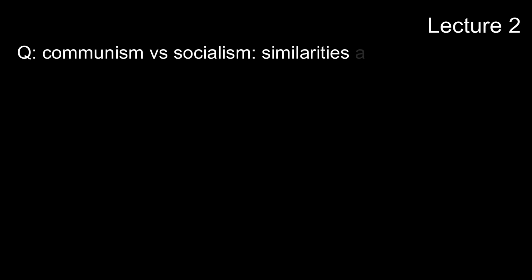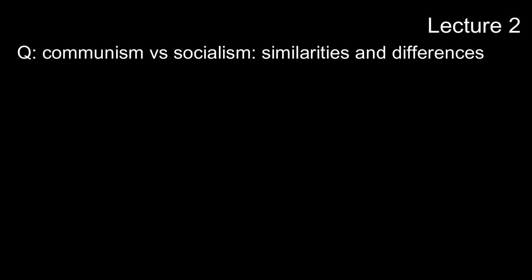Communism and socialism are often used interchangeably to refer to the same economic idea. But these are two different philosophies that have some similarities and some big differences. Communism and socialism came with the rise of the Industrial Revolution.